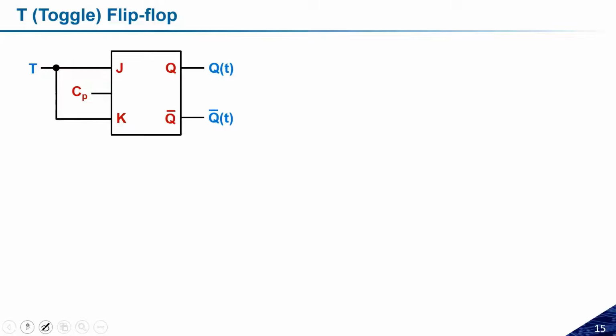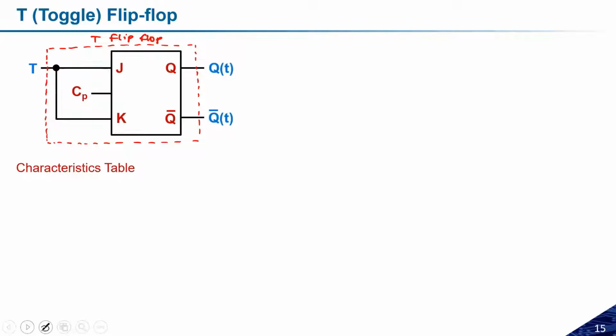So the resultant block diagram for the T flip-flop will look like this. This block that we have made here is nothing but the T flip-flop. Now let us analyze this T flip-flop, how it works, and let us try to get the characteristics table of this one.